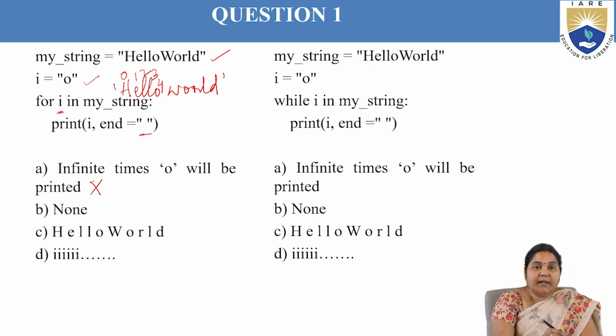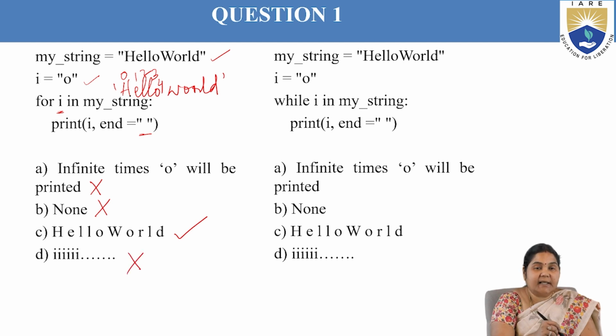Then, will it print none? No, it's a valid for loop and it will print the string character by character, from beginning to end. So, it will print hello world as the output. So, the last option is also not correct.